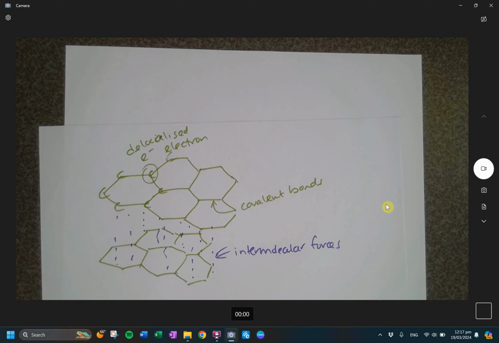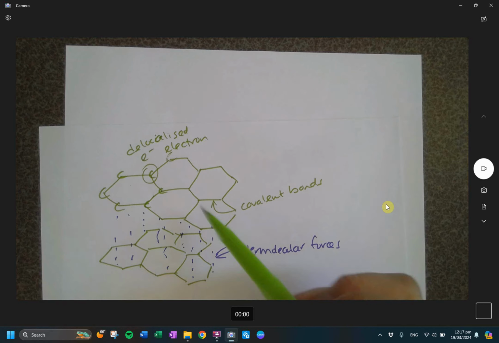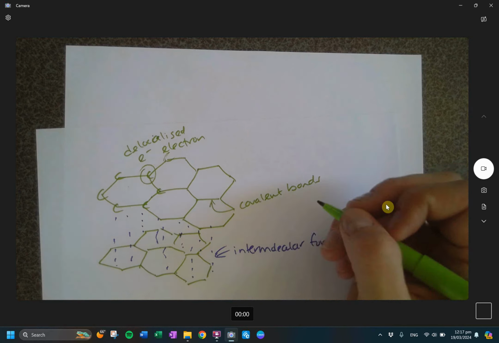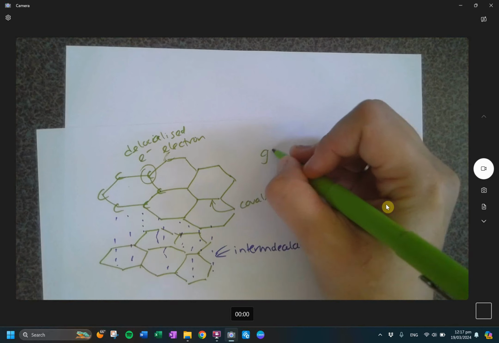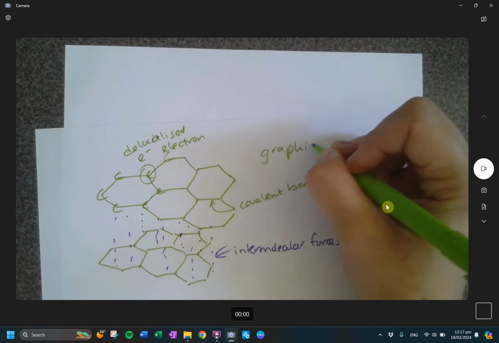And one of the requirements you need in order to be electrically conductive is a mobile charged particle, either an ion or an electron. So in this case, graphite is going to be conductive. So that gives it a lot of unique properties.